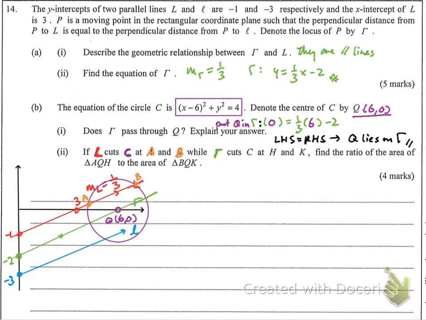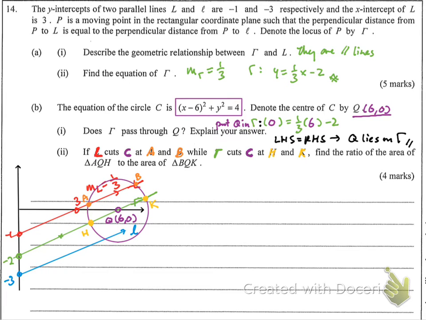L cuts C, the purple circle, at 2 points H and K. Let me put that in yellow. So this is point H, I suppose, and this is point K. Can you match the color? The red L cuts the purple circle at the orange points A and B. The green line gamma cuts the purple circle at yellow points H and K.